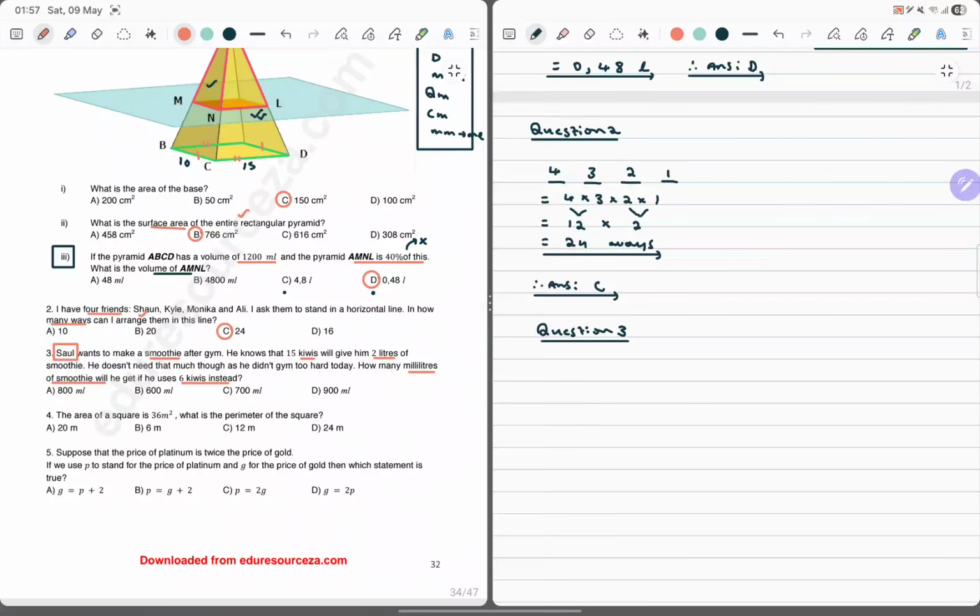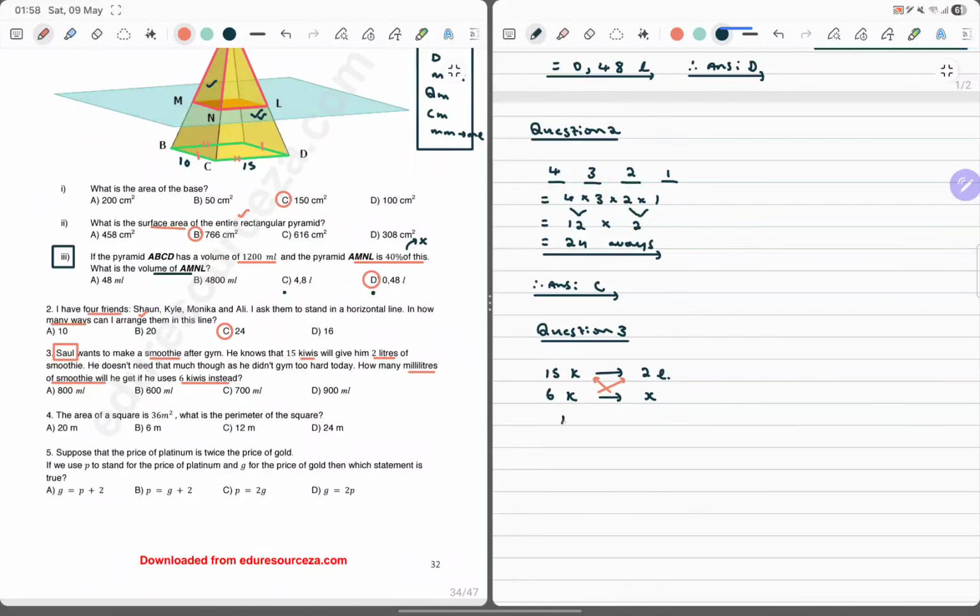So remember, we were told that 15 kiwis, I'm just going to say 15K, gives us 2 liters of smoothie. Now the question is, what will 6 kiwis give us in terms of liters? But we know we want milliliters after this. So all we do, folks, we cross multiply. Please learn these skills. You will not go wrong if you do this well.